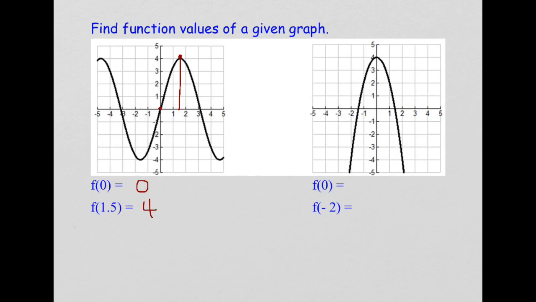Okay, now let's look at our second graph. We're looking at f of 0, which is here. We follow it up until it hits the graph, and it hits the graph up here at 4. So f of 0 equals 4. Okay, then we do f of negative 2. Well, this time we don't go up because the function doesn't exist up, but it does exist down. And we go until we hit the function, which is here at negative 4.